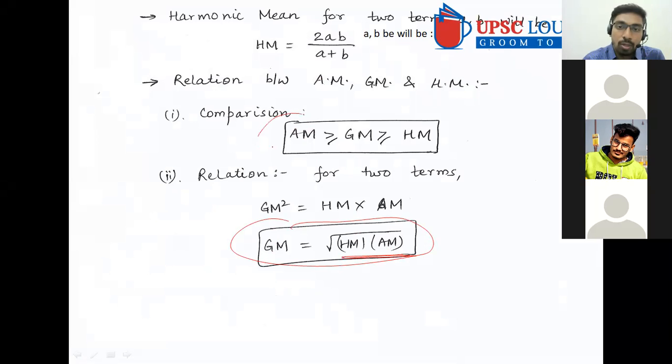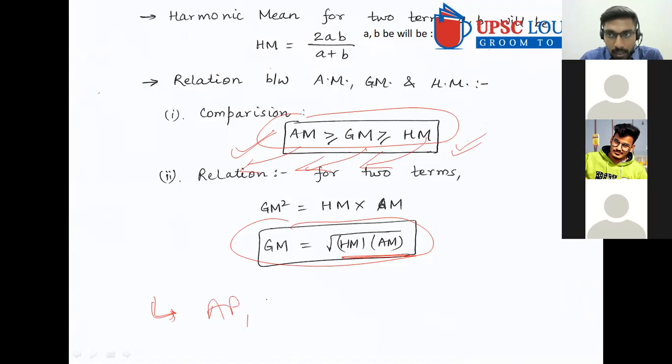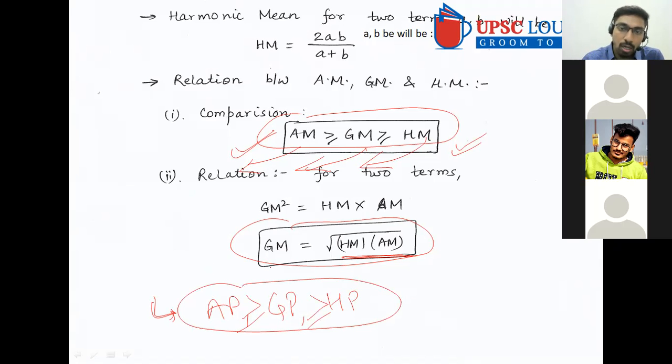One more thing, always please remember, arithmetic mean is greater than geometric mean and geometric mean is greater than harmonic mean. To remember the sequence: AP comes at the start, how you learn the concept, after that you learn GP, then HP. So AP will be greater than GP, which will be greater than HP. These are the two formulas. Please tell me if anybody has any doubt in these things, then I'll repeat. Otherwise, I'll move ahead with the new concept, the question part.